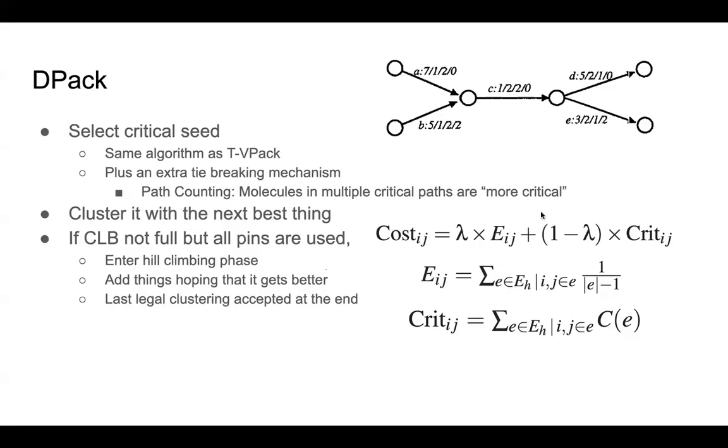So you have a seed I and then another thing J, right? I guess let me start again. The cost function for the two atoms I and J would be this. This is the connectivity between I and J, which is the sum of the fan out of the nets that have I and J in them. And this is the criticality between I and J. And this is just the criticality metric of the net, nothing special.